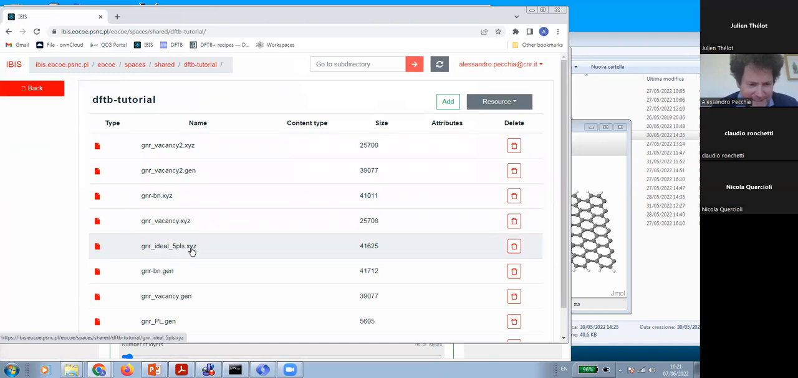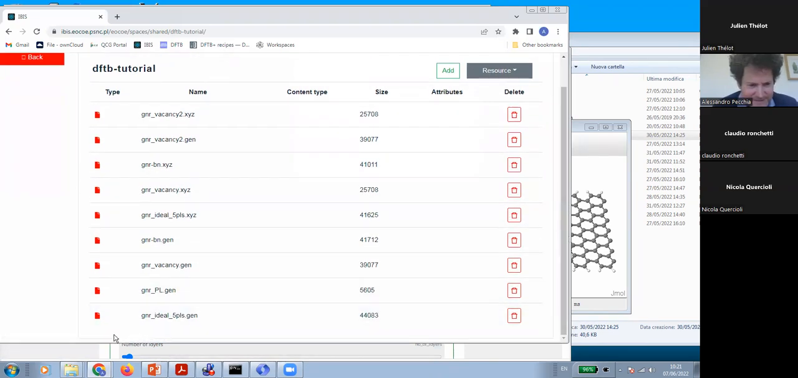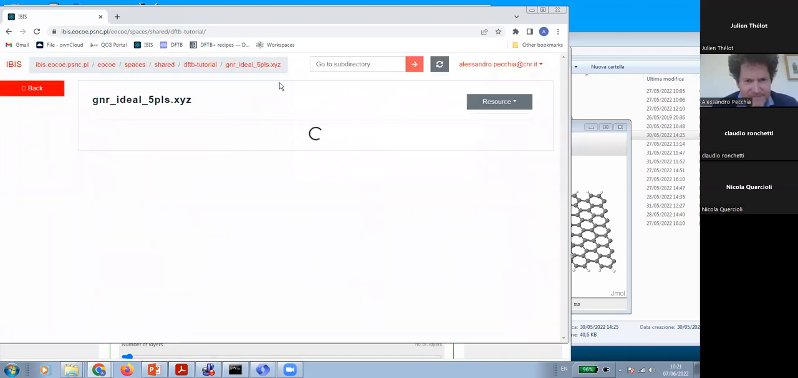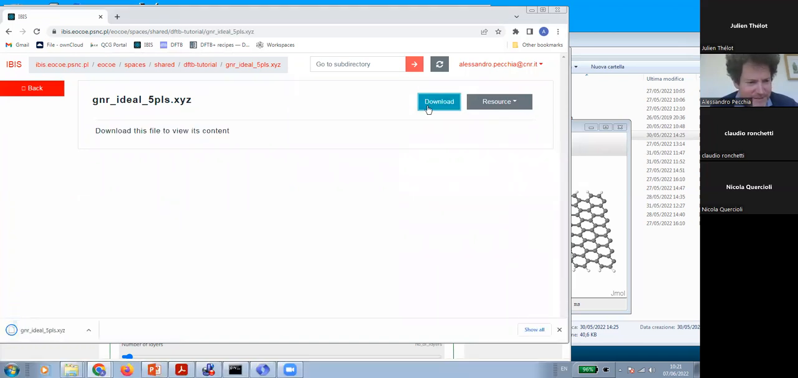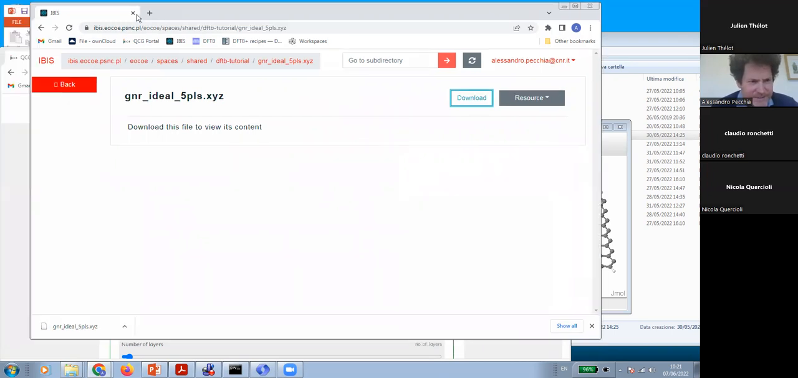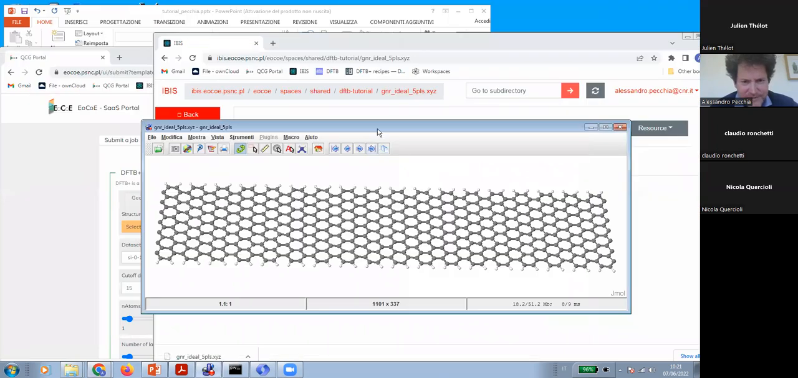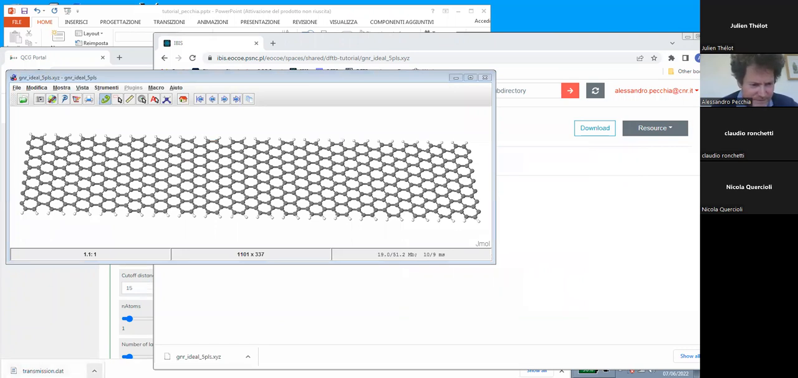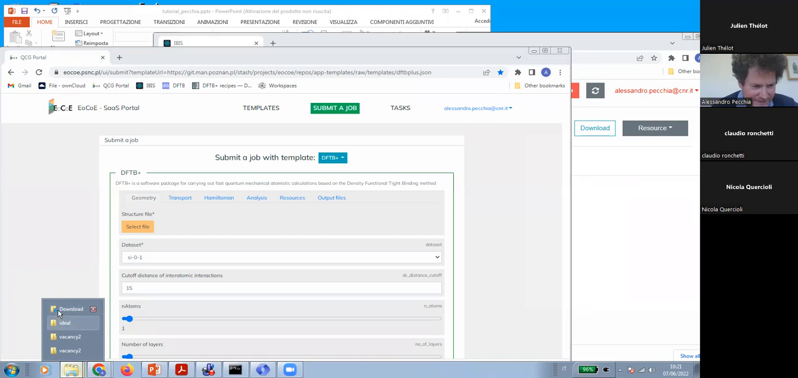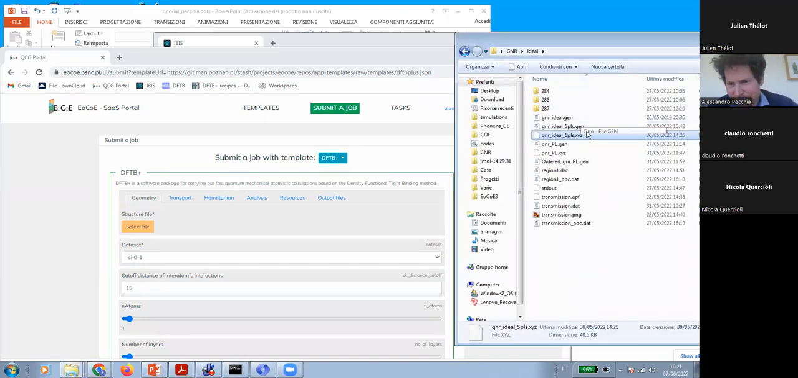We have the XYZ counterpart, but the gen file is the one we will need to give to the DFTB+ interface. But you can download the XYZ, just clicking on it and then download. Probably it will place it into the download folder. Then you can move it around where you like, or just open it from there. With a simple drag and drop, if you also open Jmol, you can drag from any folder. I put everything onto my desktop.